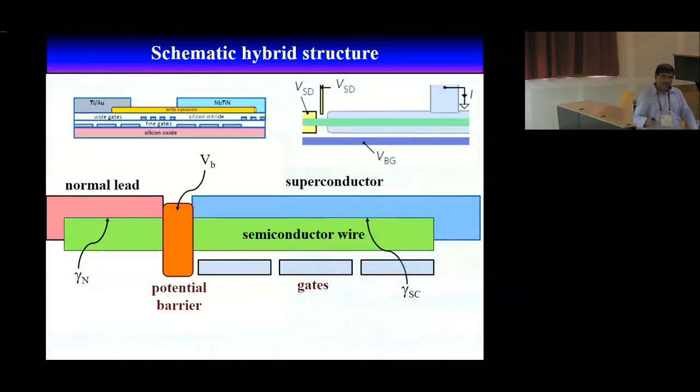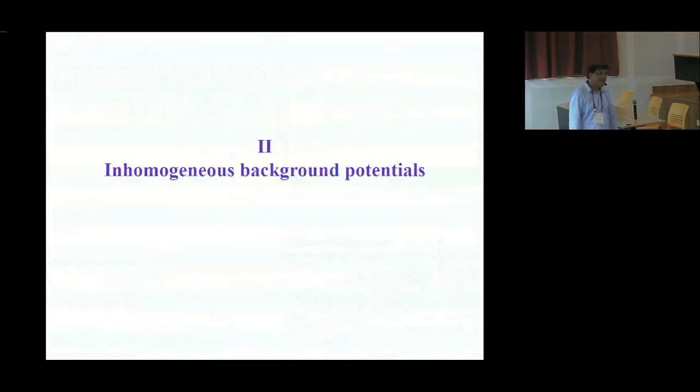I'm showing you multiple times because I want to emphasize the existence of these gates in all of these experiments. In fact, in experiments, they play around with the gate potentials a lot before they find the sweet spot of the gate potentials at which they find a zero bias conductance peak at the ends. So the gate potentials are important. So now let me come to the inhomogeneous background potentials.